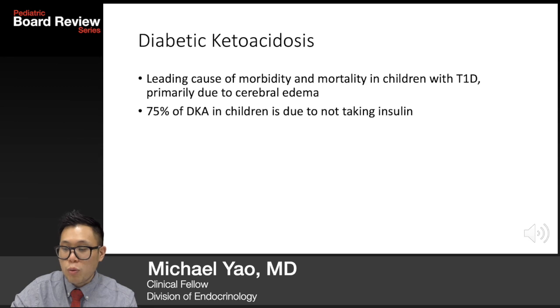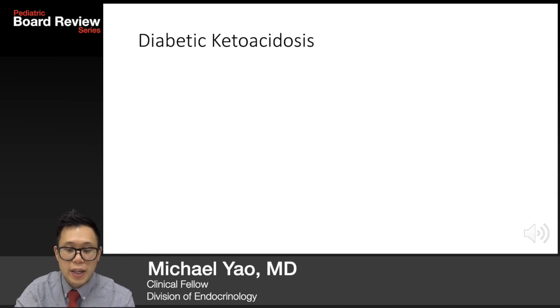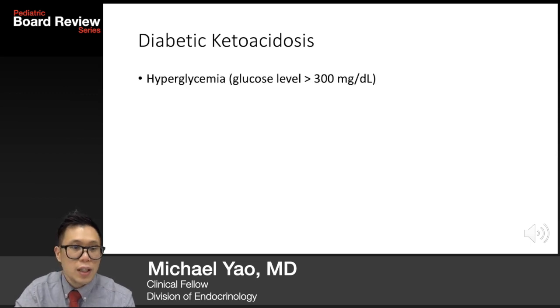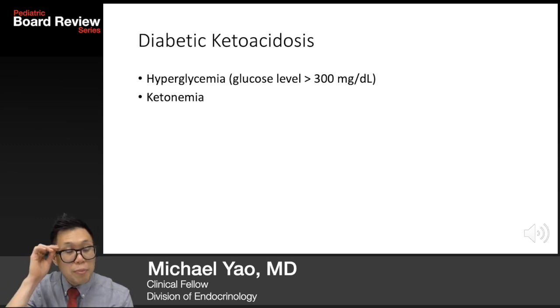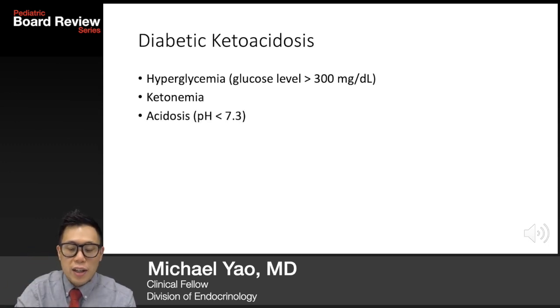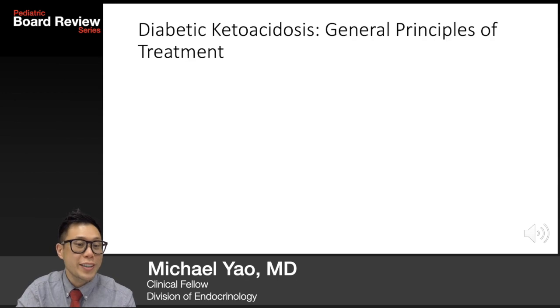And finally, the board wants you to know how to diagnose and manage diabetic ketoacidosis, or DKA. DKA is the leading cause of morbidity and mortality in children with type 1 diabetes, and that mortality and morbidity is primarily due to cerebral edema. 75% of DKA is diagnosed in children with type 1 diabetes who are not taking insulin or who are not taking their regular insulin.